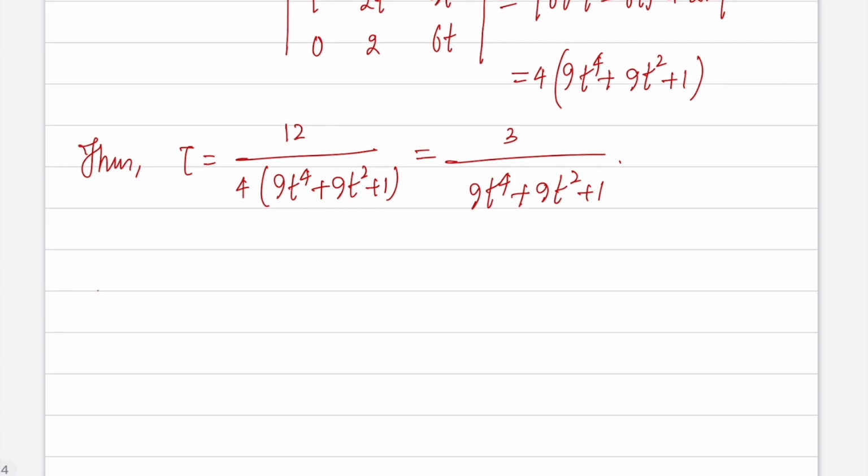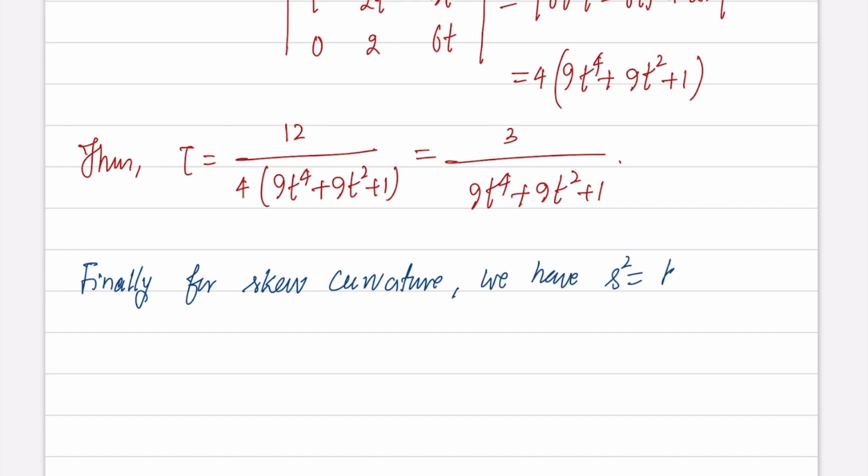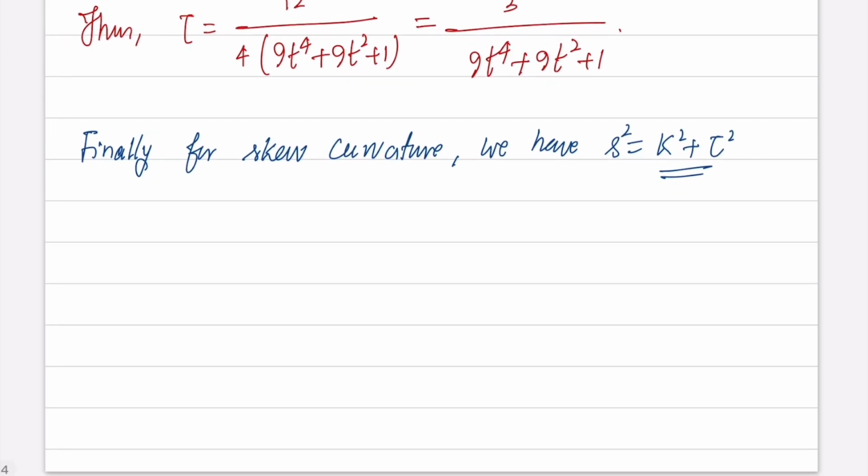Now for skew curvature, we have S squared equal to curvature squared plus torsion squared. So there is nothing new that we have to evaluate for finding the skew curvature.